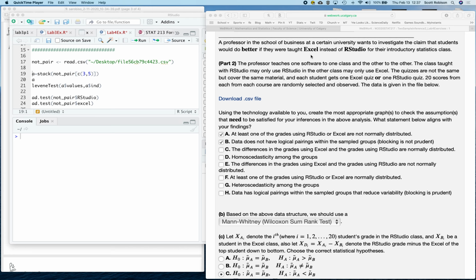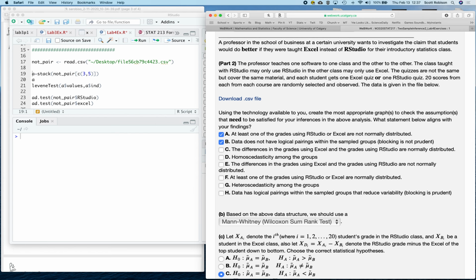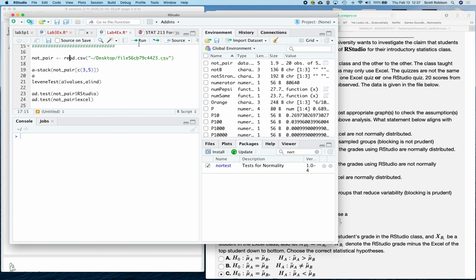So in the one case, you've got the same students that were taught both, and then they were compared to themselves. And then in the other situation here now, you've got two different classes. One class taught Excel, one class taught RStudio. So basically what we're saying here is we have a non-paired situation. Okay, and what I want to do is to see if Excel was better than RStudio. Okay, so I'm going to download the data and load it.